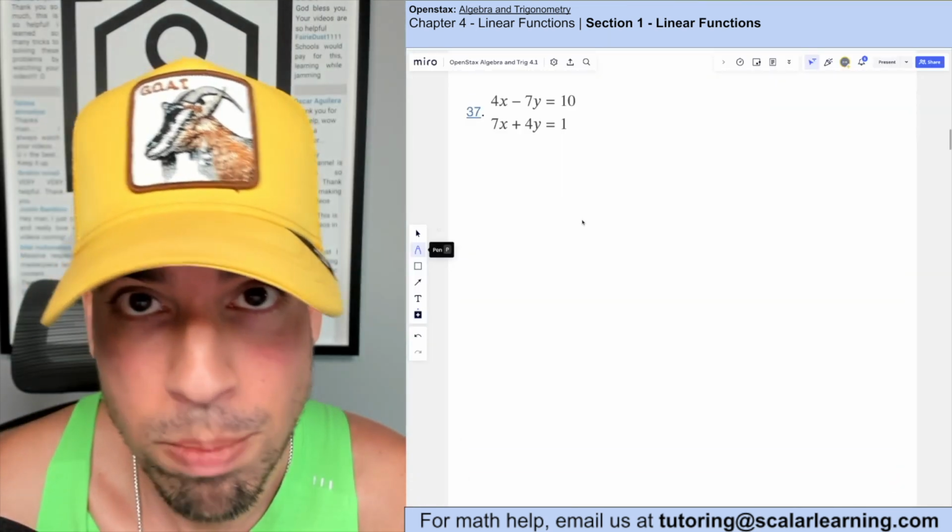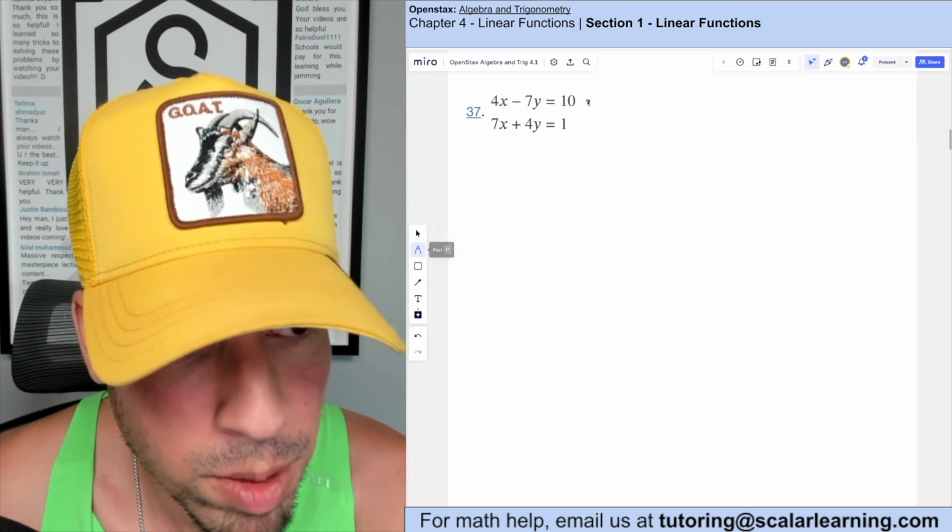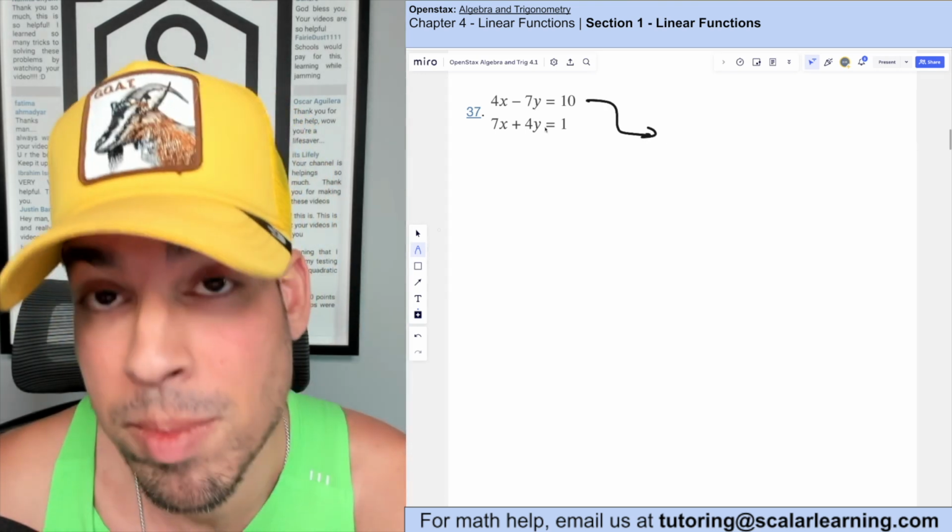So to determine if these are parallel, perpendicular, or neither, what I'm going to do is I'm going to put both of them in slope-intercept form, meaning I'm going to isolate y.